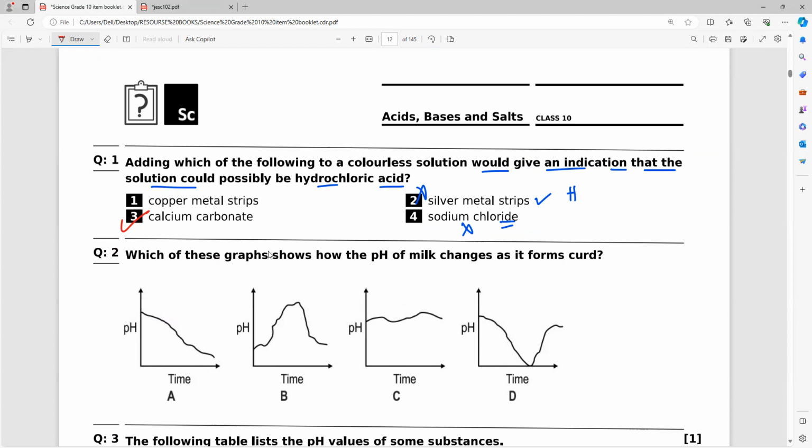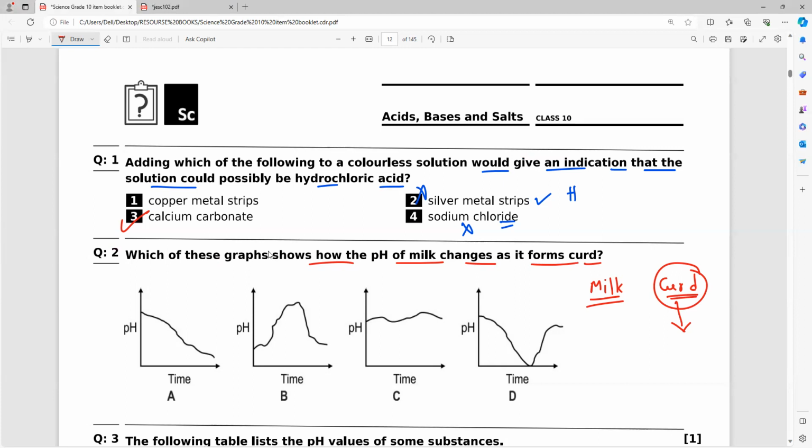Next. Which of these graphs shows how the pH of milk changes as it forms curd? So first, if milk has been taken, what will happen, everybody? Milk, the pH value is how much? Milk and curd, the pH value of milk and the pH value of curd, you tell me. Is curd acidic in nature or is milk acidic in nature? Who is more acidic? Curd. Because in curd, acid will form, acid will be produced. What is that? Lactic acid.